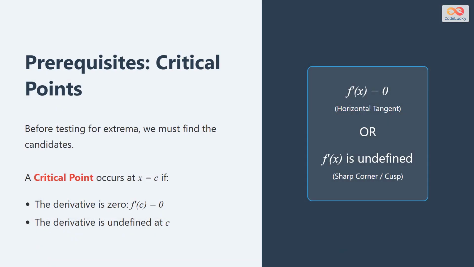Before we apply the test, we need to find our candidates. These are called critical points. A critical point happens where the derivative is either zero, creating a horizontal tangent, or where the derivative is undefined, creating a sharp corner or cusp.